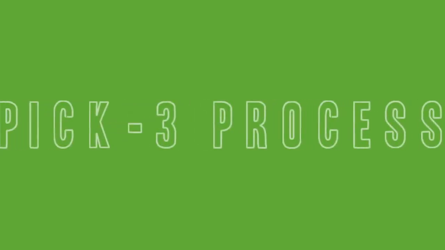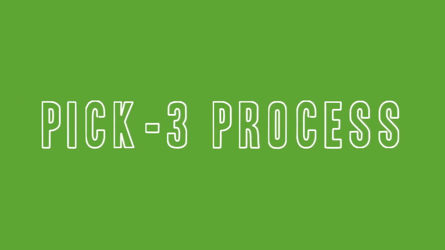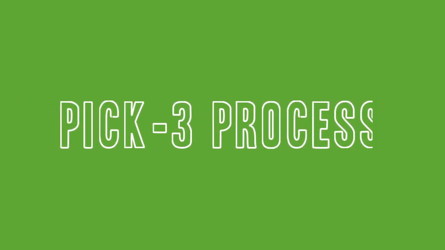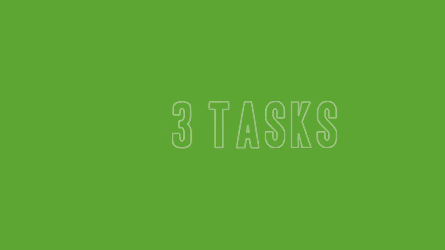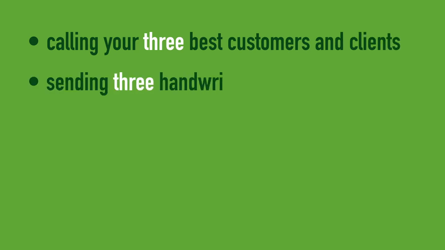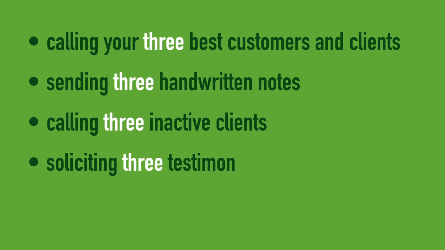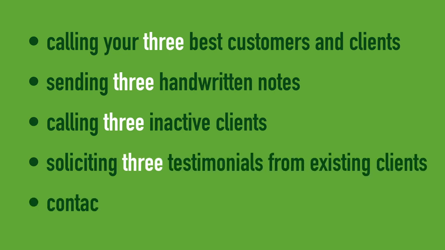One way to assign specific loyalty loop-related tasks is the Pick 3 process. In this process, you and your team each engage in 3 simple tasks related to the customer loyalty loop. Calling your 3 best customers or clients, sending 3 handwritten notes, calling 3 inactive clients, soliciting 3 testimonials from existing clients, contacting 3 new clients, or anything else that adds value to the existing customer experience.